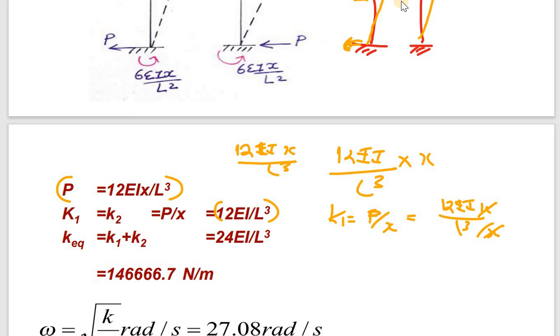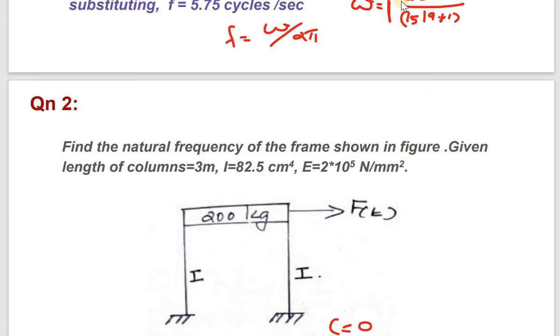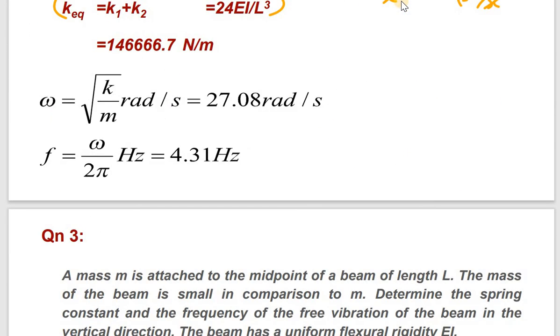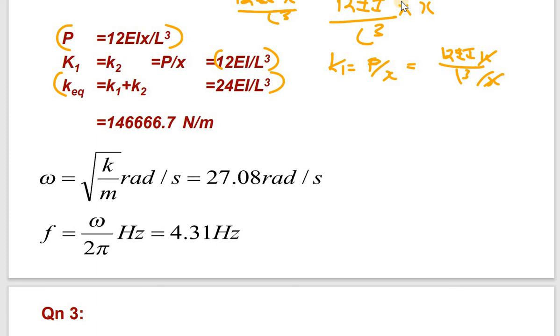Now it is a parallel connection. So it will be 12 EI plus 12 EI over L cube, so it will be 24 EI by L cube. This is my equivalent stiffness. For finding this only, the values E and I are being given. That is the reason why these values are given. Then by just substitution, we can first find omega, and then you can find out F. That is how you can find it.